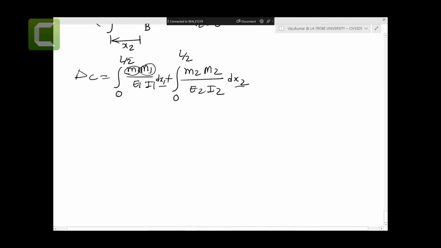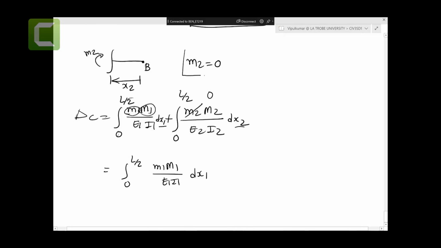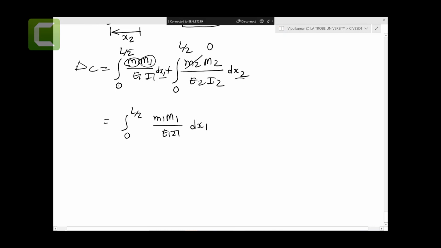So you know M2 is 0, so that makes our life easy. We end up with only one term, M1 capital M1 E1 I1 dx1, right? If you have M2 not 0, then you need to carry this extra quantity throughout the calculations. But you can see in here M2 is 0, so we straight away put M2 equal to 0. Capital M2 multiplied by small m2 makes 0. So let's plug in the values. EI is constant, so let's take it out. 0 to L by 2, small m1, capital M1 dx1, 1 over EI.